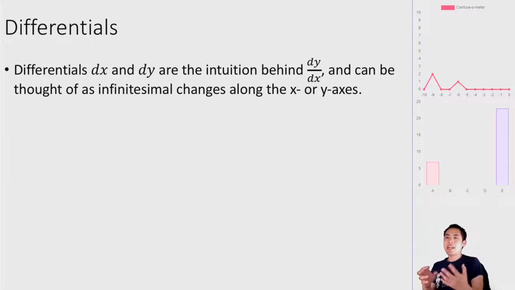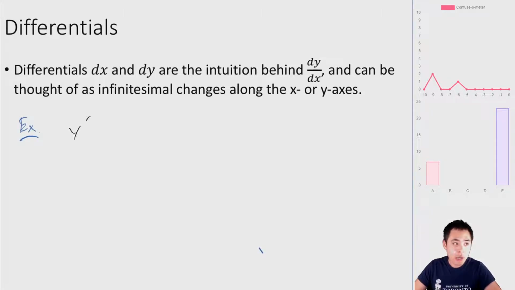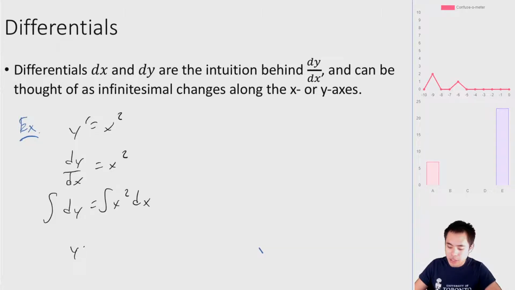So we've been talking about these dx's and dy's, and these are the intuitions behind the notation dy by dx when you're taking derivatives, and they can be thought of as infinitesimally tiny changes along the x or y axis. Let's go ahead and give a quick example to remind you all. If you have y prime equal to x squared, you can split this into dy equals x squared dx, integrate both sides, and you get y equals 1/3 x cubed plus c.